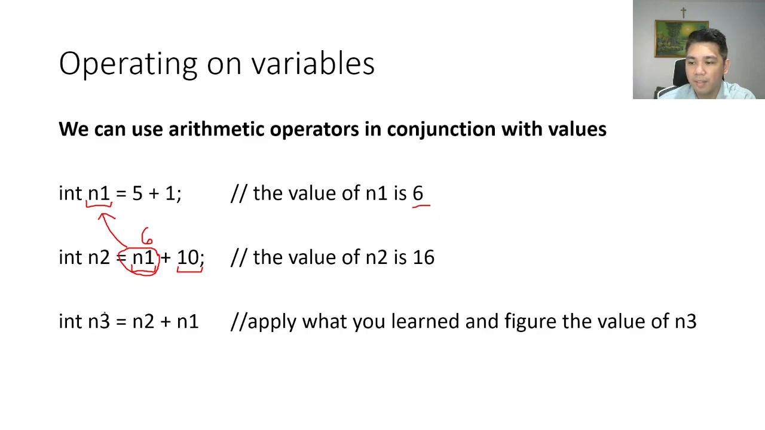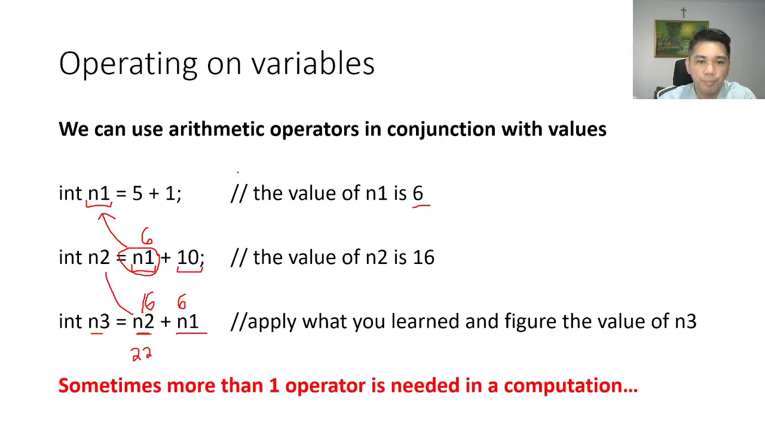And then let's have another one, n3. n3 is n2 plus n1. So what is the value of n2? We have established here that n2 is 16. What is the last value of n1? The last value of n1 is still 6. So 16 plus 6, so that is 22. All right?